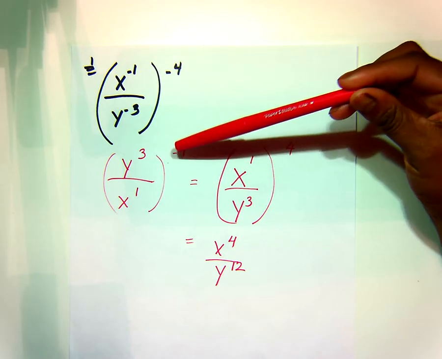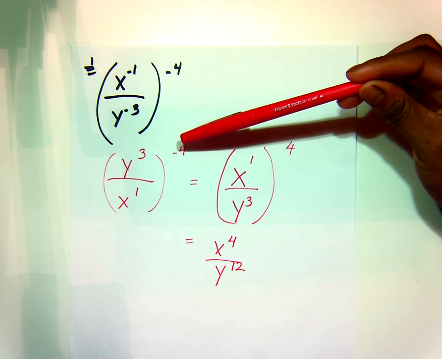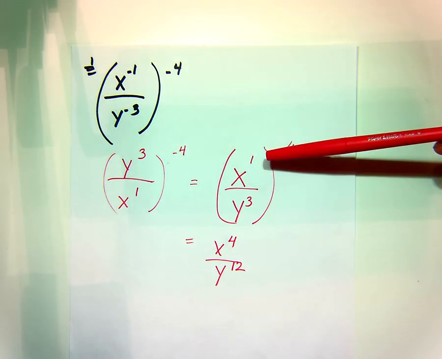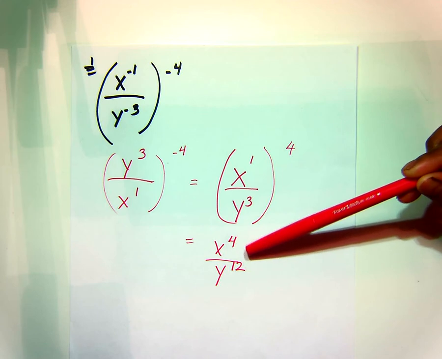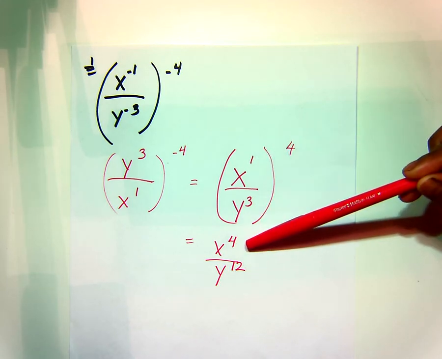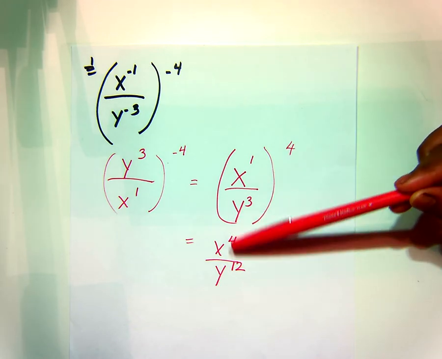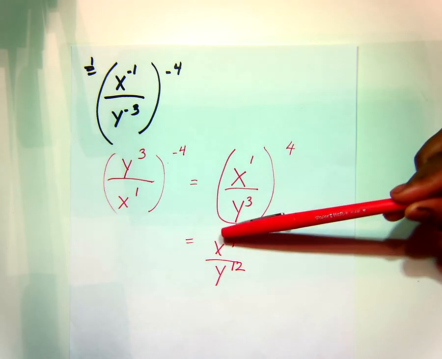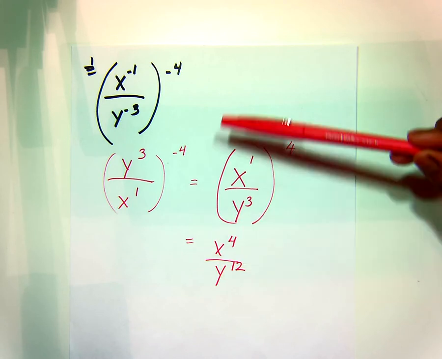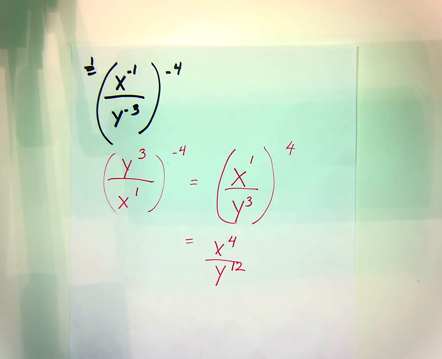Well, let's look on the outside now. On the outside, there's also a negative exponent. So now you have to flip it again. So right here, where you get your final answer, multiply your exponent. So you have 1 times 4, which gives you 4. Then 3 times 4, which gives you 12. You can't simplify anything because these are 2 different variables. Therefore, you have your final answer. But be mindful, when you have negative exponents, you have to flip each thing.